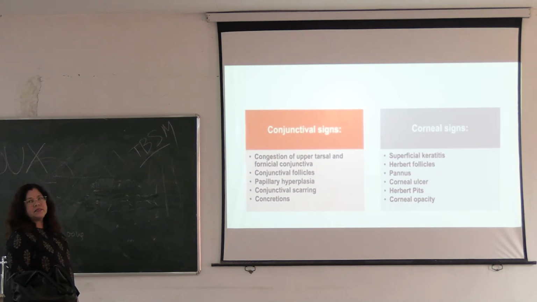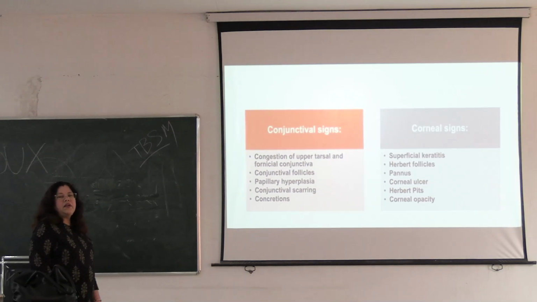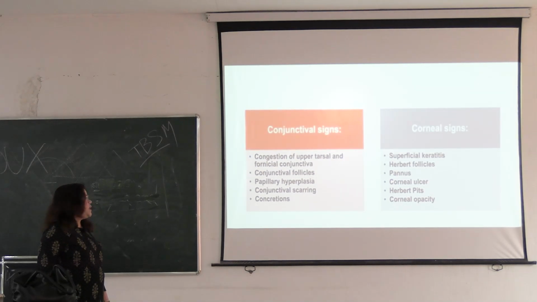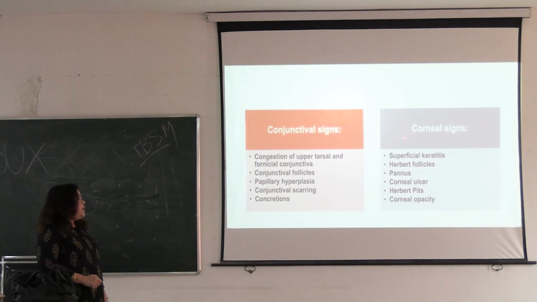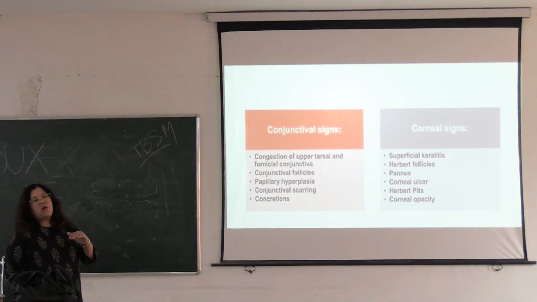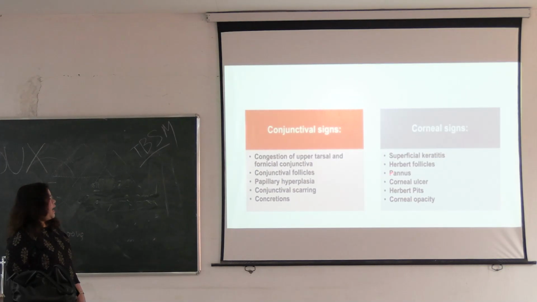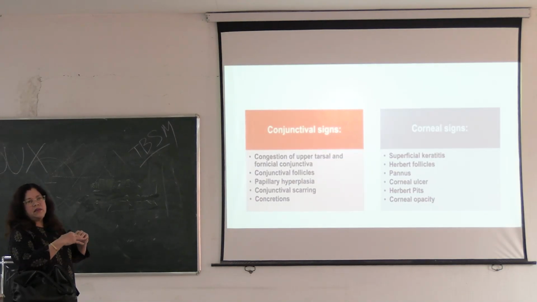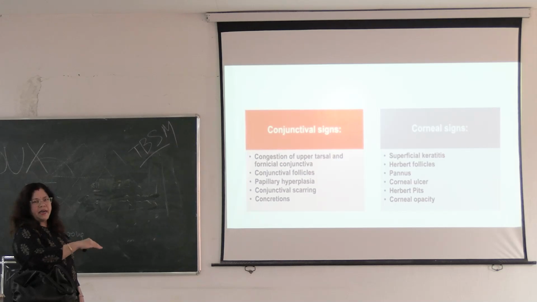What is keratitis? Inflammation of the cornea is called keratitis. And Herbert's follicles. Follicles are present in the conjunctiva, but in the case of the cornea, follicles present at the limbus, that is called Herbert's follicles. And pannus, pannus is the vascularization, vessels encroach the stroma of the cornea and remain between the epithelium and Bowman's membrane and the stroma of the cornea.